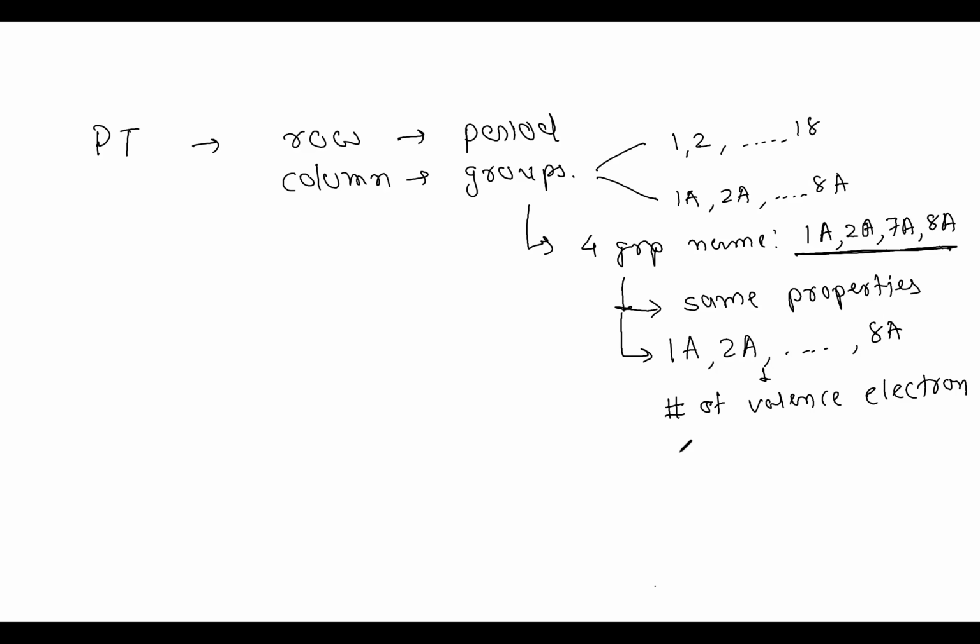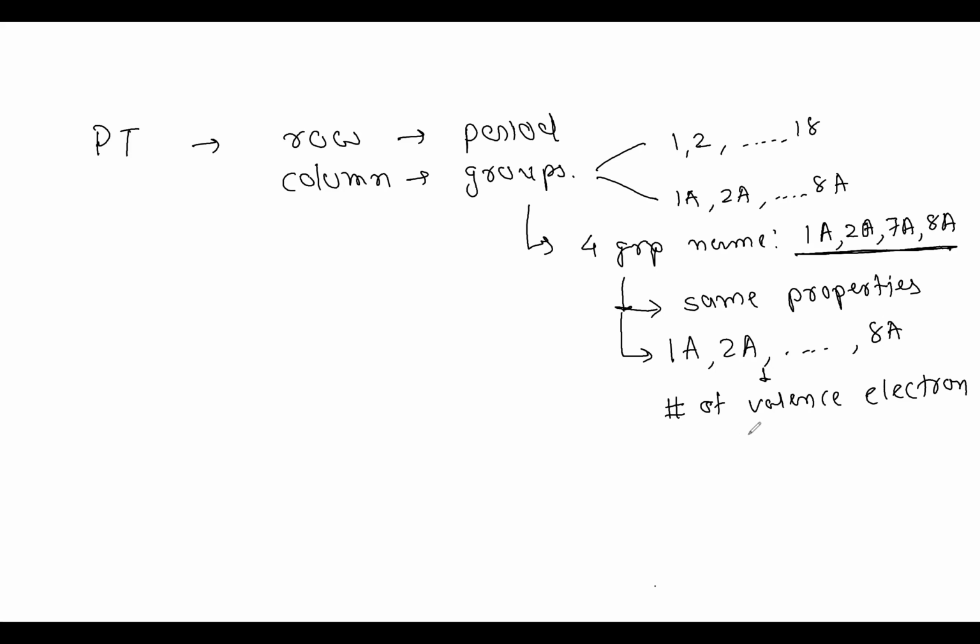We are going to talk about that in the future, but you can remember this at least: this second type of group number, 1A, 2A, 3A up to 8A, indicates how many valence electrons each element in that group has. So if you have any element in group 1A, it will have 1 valence electron. If you have any element in group 2A, it should have 2. Do you understand?